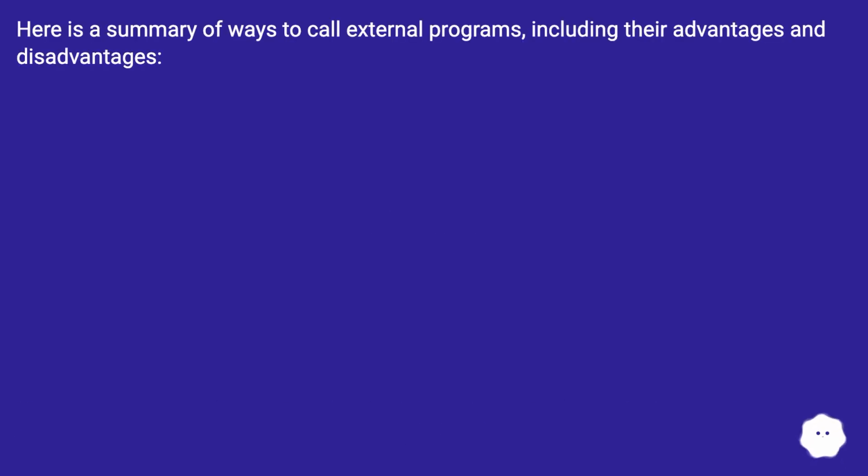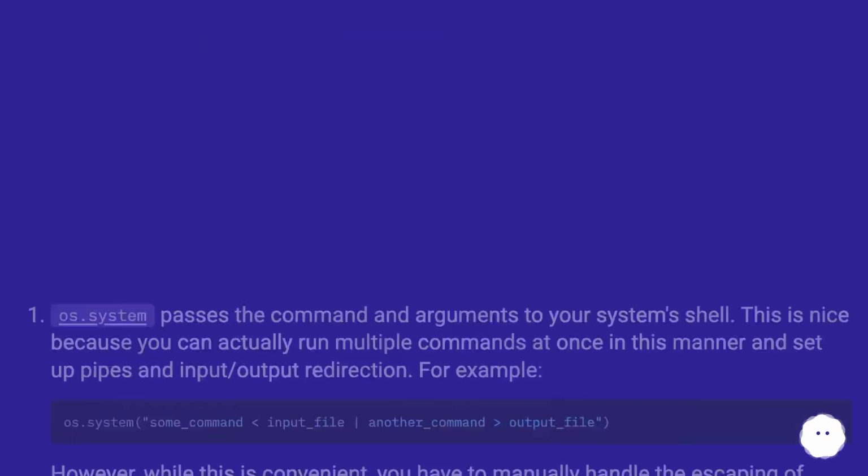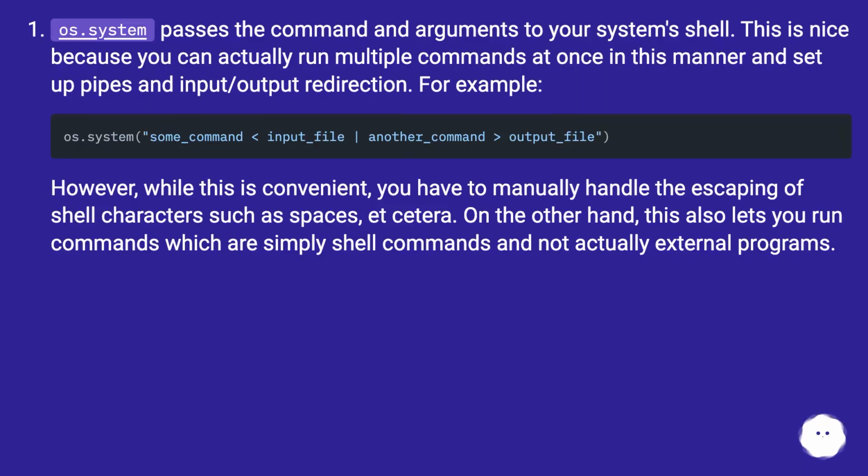Here is a summary of ways to call external programs, including their advantages and disadvantages. os.system passes the command and arguments to your system's shell. This is nice because you can actually run multiple commands at once in this manner and set up pipes and input-output redirection, for example. However, while this is convenient, you have to manually handle the escaping of shell characters such as spaces, etc. On the other hand, this also lets you run commands which are simply shell commands and not actually external programs.